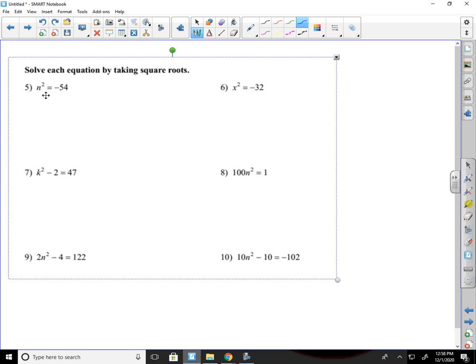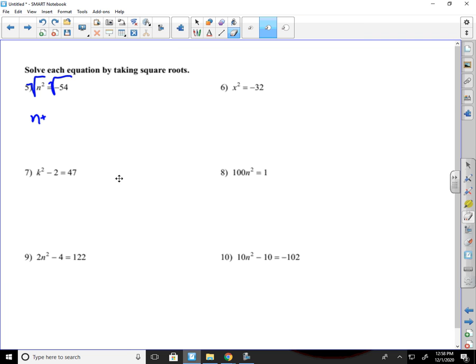Number 5, here's where our i comes in at. Take the square root of both sides. It's going to give me n equals, and then I have an i out in front because it was a negative. And then I have to break down 54. That breaks down to 9 and 6, which means I bring a 3 out in front with the i, and then the 6 stays under the root.